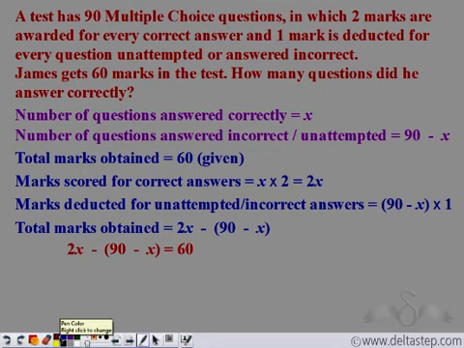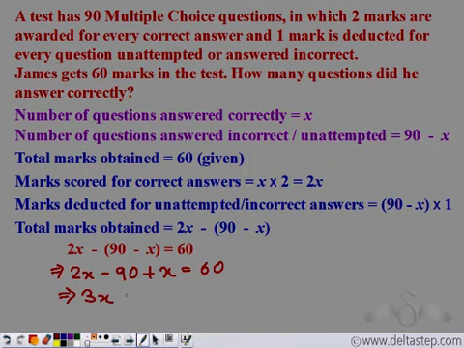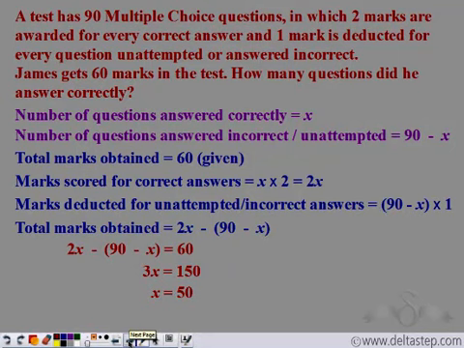Now this is a linear equation in one variable. So let us solve it. So we have 2x minus 90 plus x is equal to 60. 2x plus x is 3x. We take negative 90 to the right hand side. So we have 60 plus 90, which is 150. Or x is equal to 150 divided by 3. That is 50. So x is equal to 50.